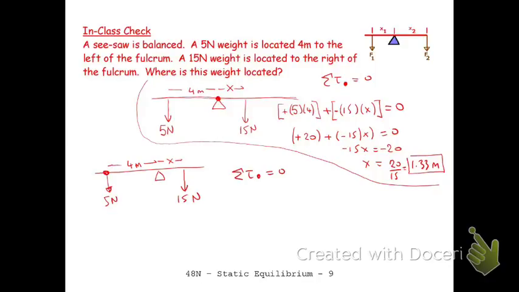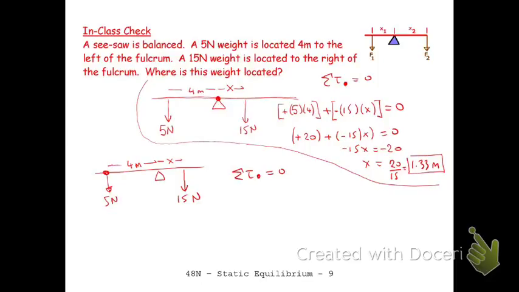Yes? Why is the 15 negative? Yeah, in the equation. Because it forms a clockwise torque. Okay. Yeah. So it's not the 15 that's negative. It's the 15 times x that's negative. But you carry that on with one or the other of them.